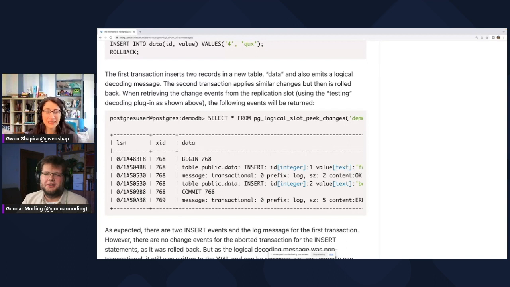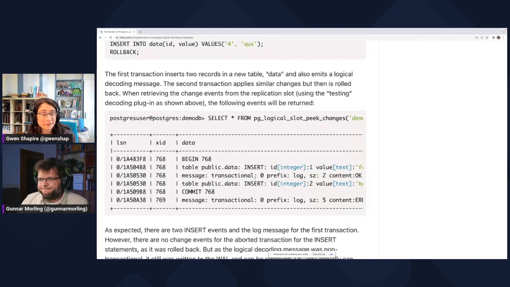Exactly. Yes, I was thinking of what could be a use case for a non-transactional logical decoding message. And I guess there's not many of those, but this could be one of them. And I feel it's interesting to know about, and it could be a useful tool in the box to have. Exactly.